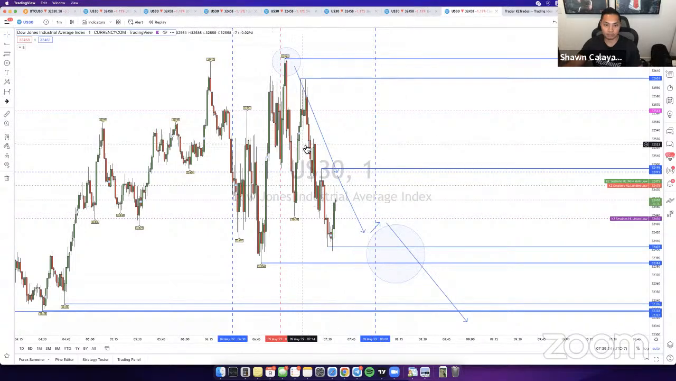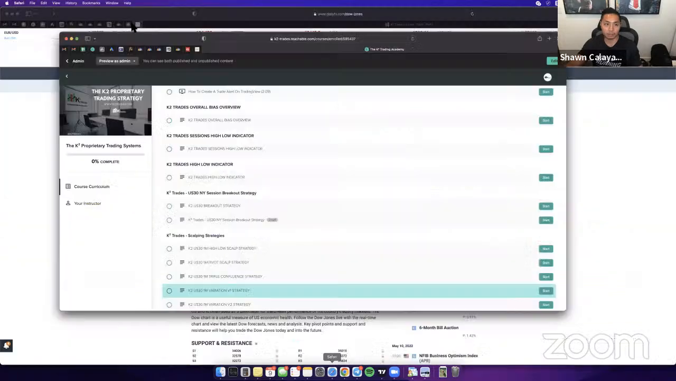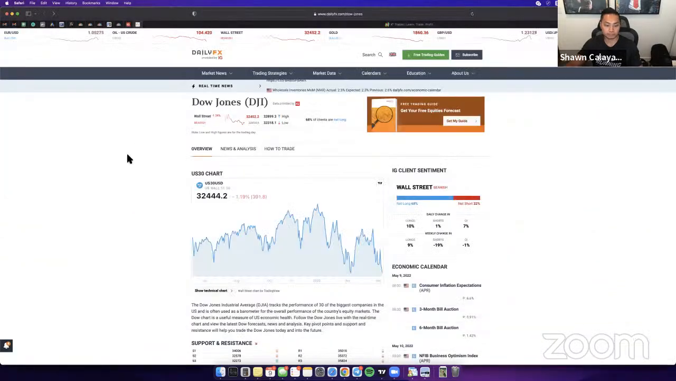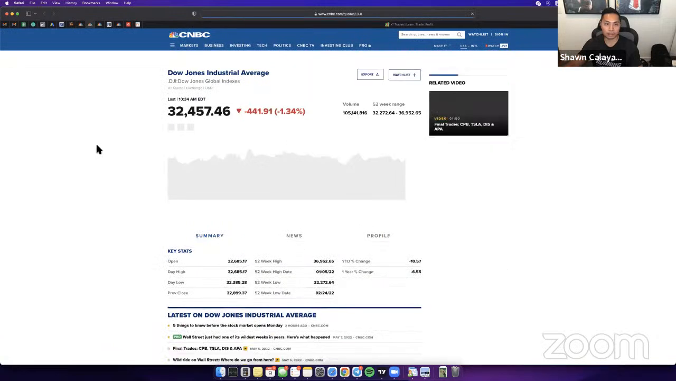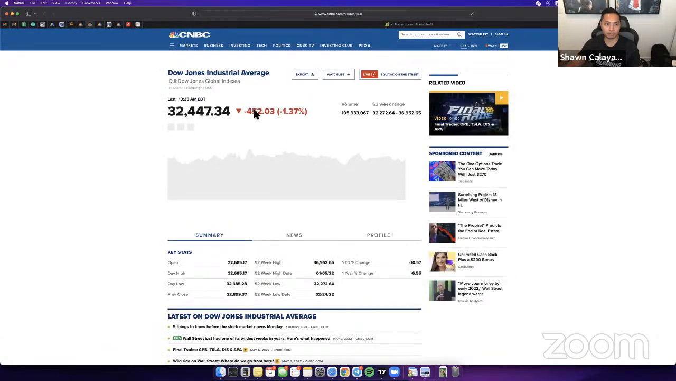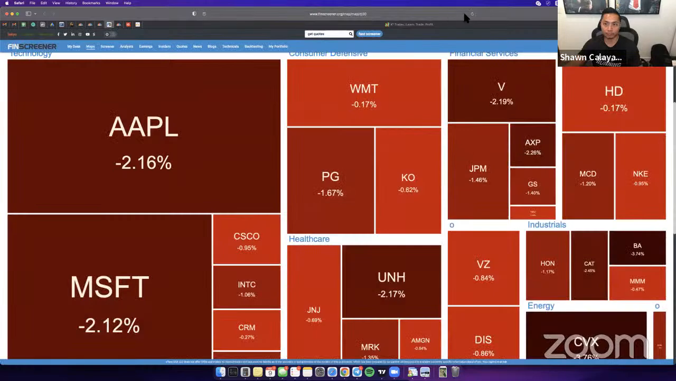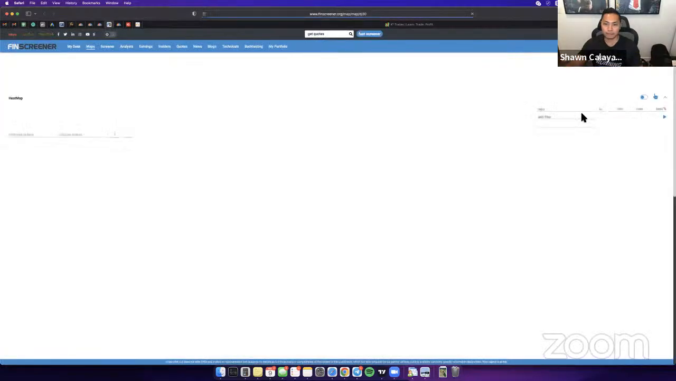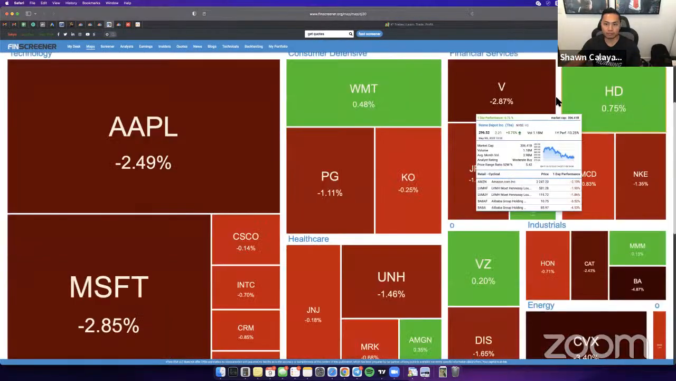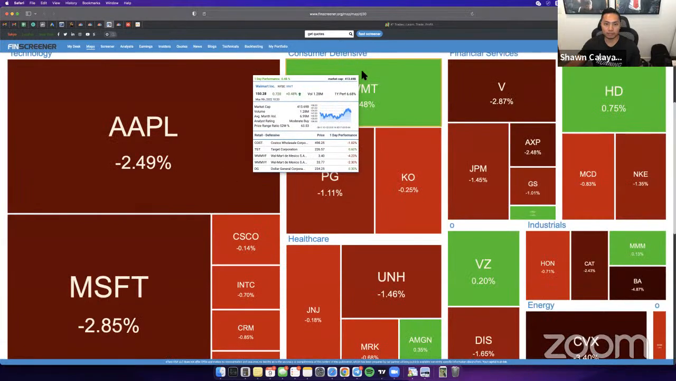So as you can see, price is still messing around in this area. Going back to the overall bias, let's see, retail sentiment is currently 68% long. We're still looking for sells. Looking over here at the fundamentals, they are currently down 452 points. Looking over here at the heat map, we'll refresh this. Heat map is currently, I mean, it's kind of split up right now.